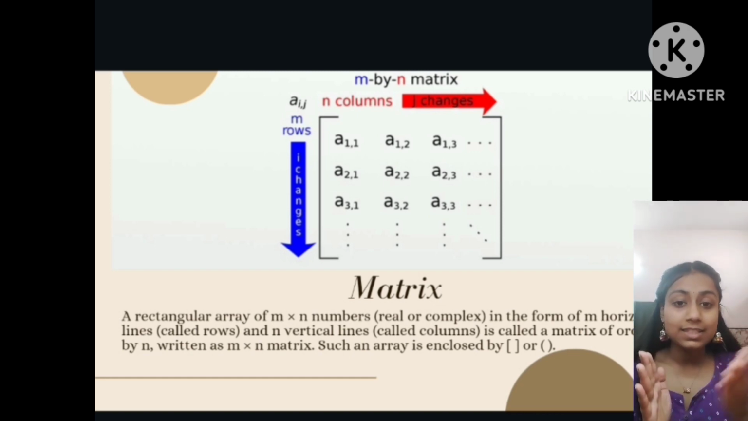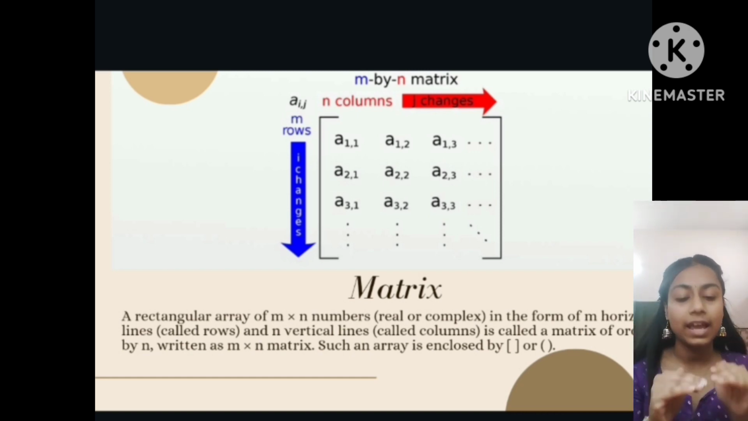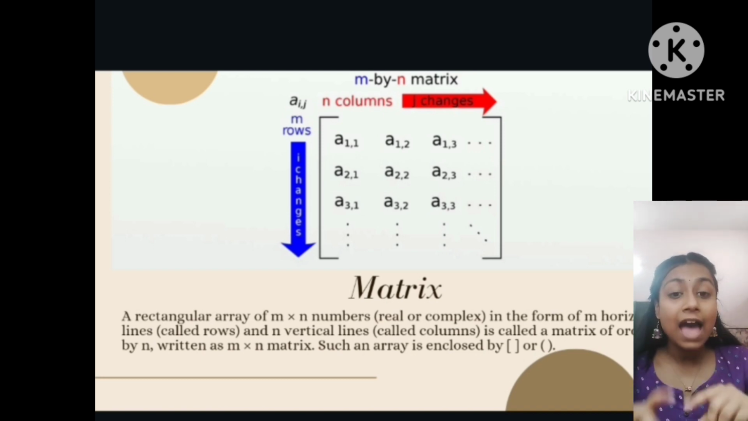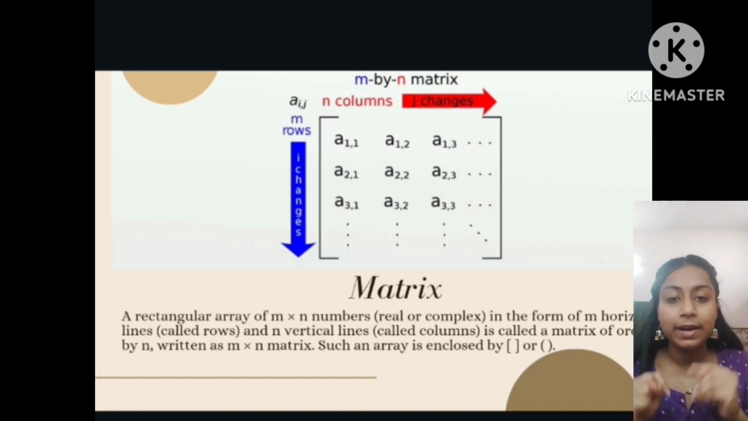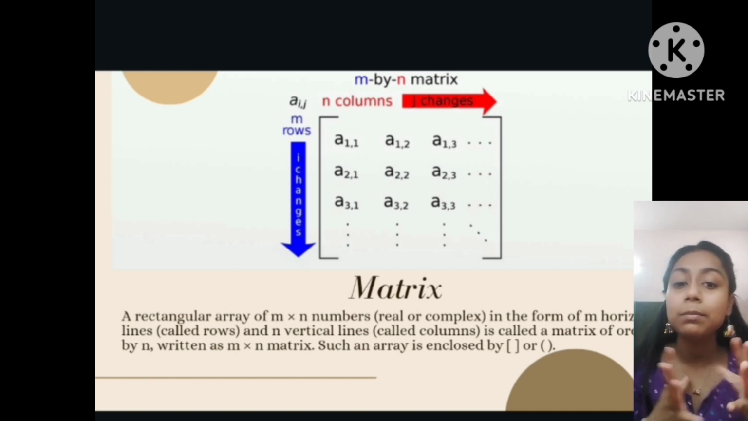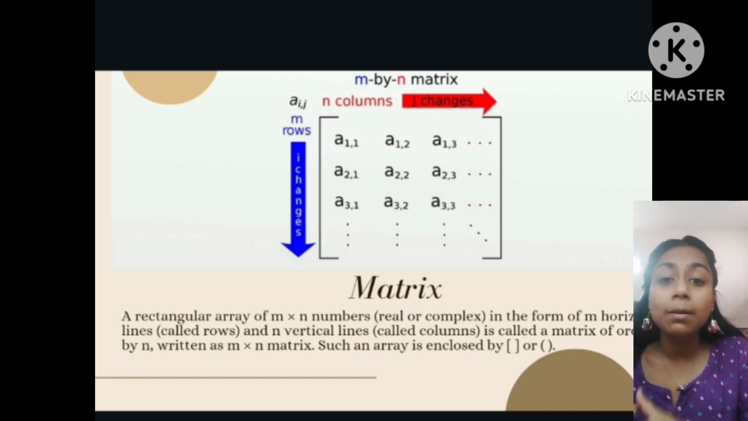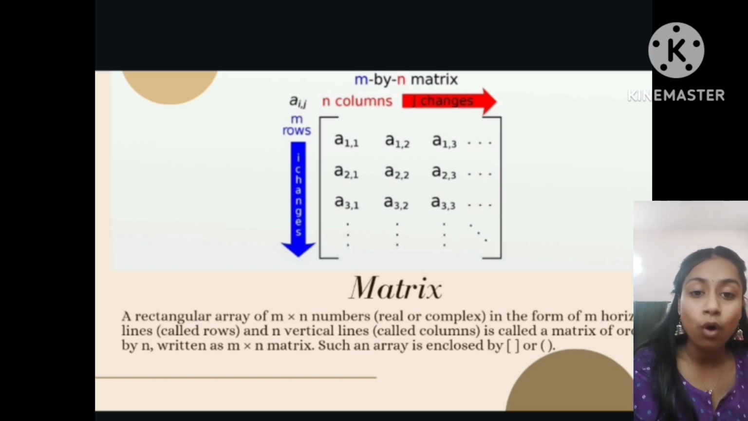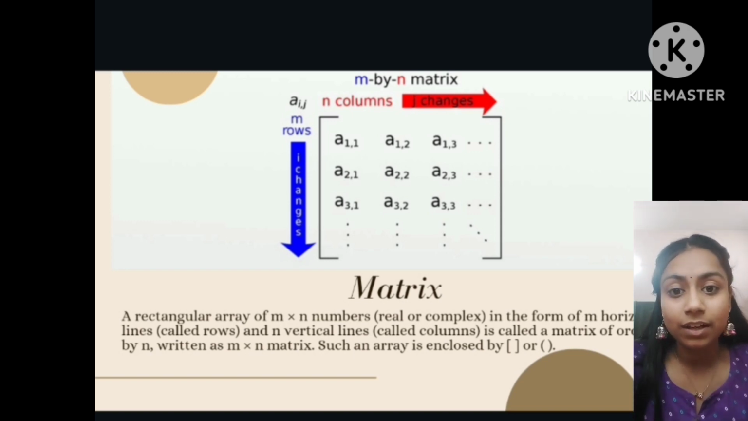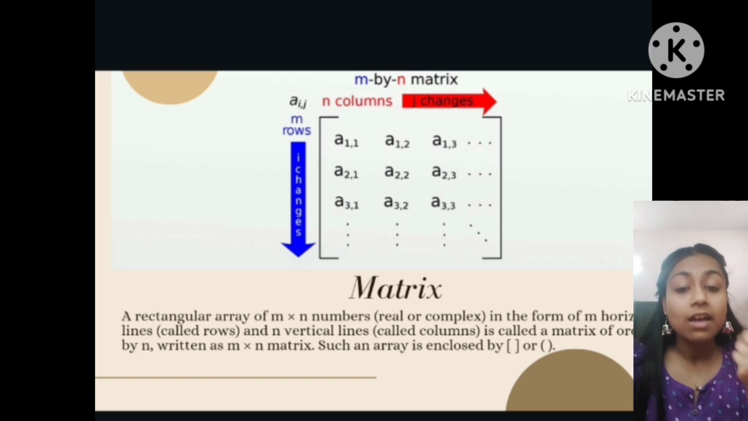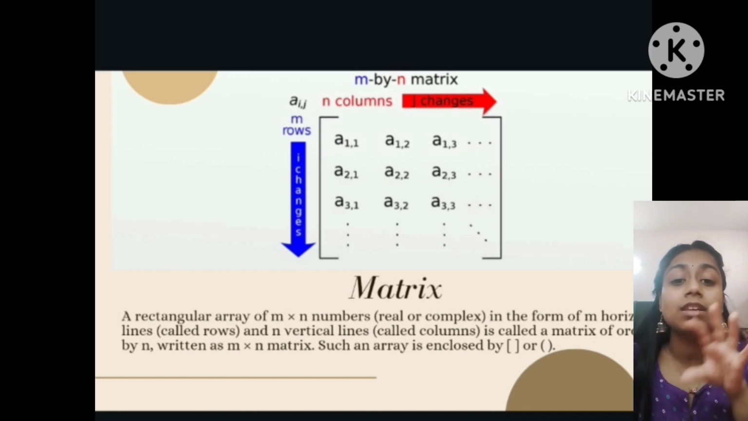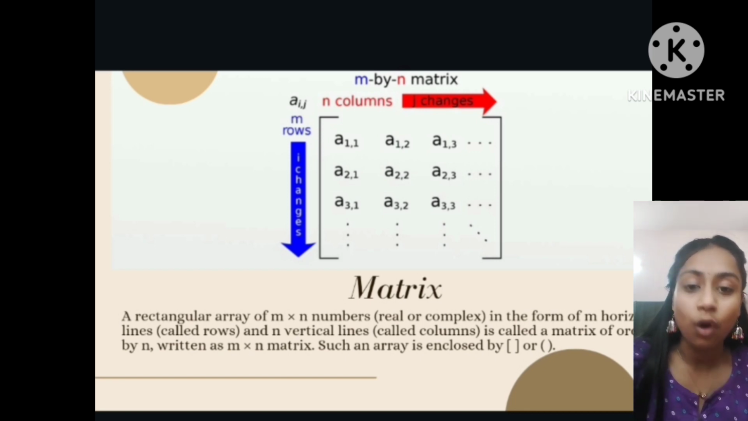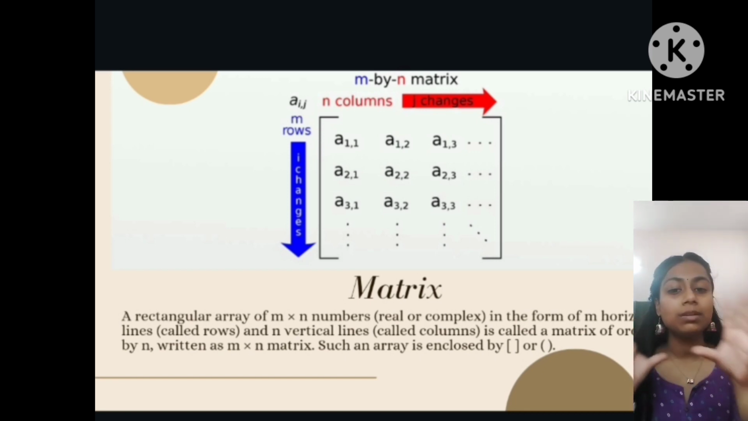The vertical lines are known as columns and horizontal lines are known as rows, and the order of the matrix is determined by m into n, that is the number of rows into number of columns, and the element is represented by aij, where i represents the row and j represents the column. So simply this is called the matrix.